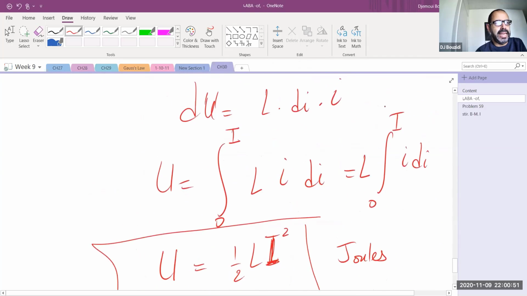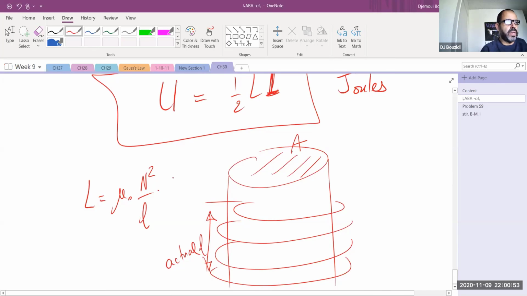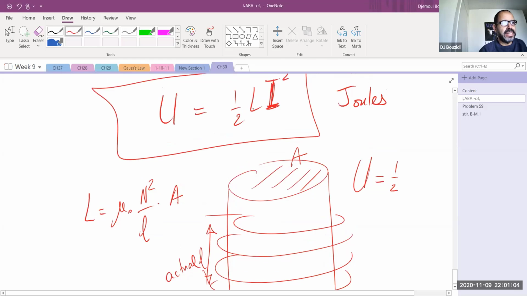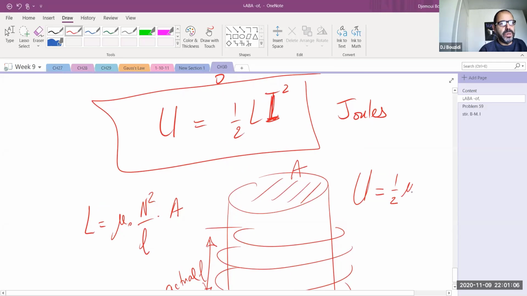Times the area, and the area again is this area itself. Okay, so this is L. If I have a current running through it, this is how much energy I have. And energy is equal to 1/2 times L, of course, from that expression, and L is mu naught N squared over L times A.